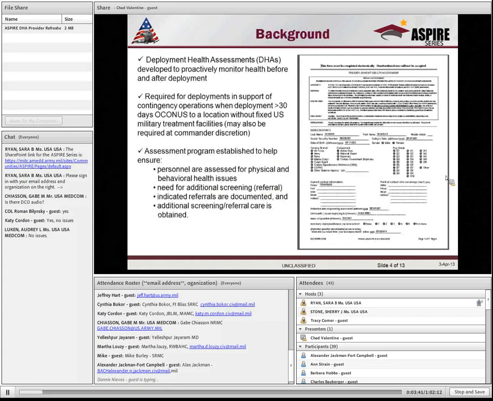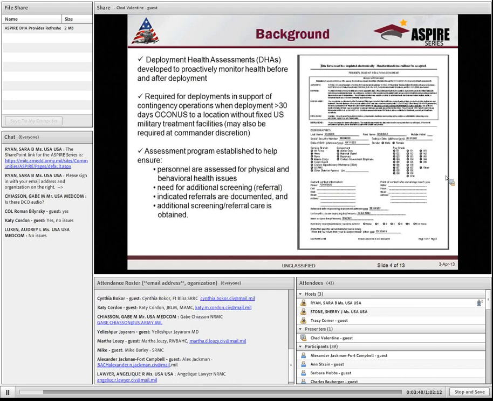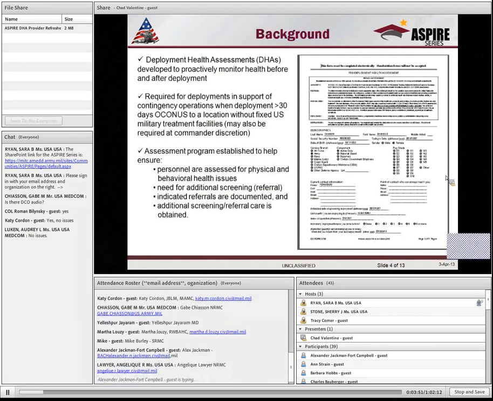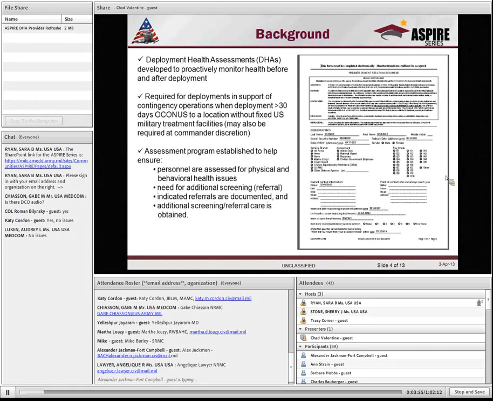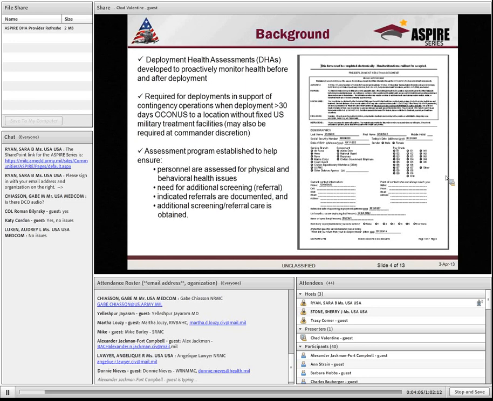I'm pretty sure for the providers we have on the line, most of you are familiar with the DHA application. The Deployment Health Assessment's sole purpose is to gauge and monitor a deployer's mental and physical health before and after deployments, and we do that with the 3 forms. The pre is 60 days prior to deployment, the post-deployment is 30 days after return, and the PDHRA, the post-deployment health reassessment, is 90 to 180 days after redeployment.